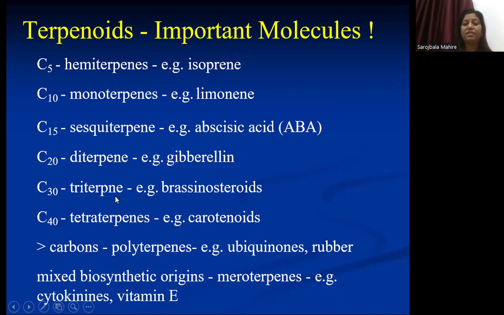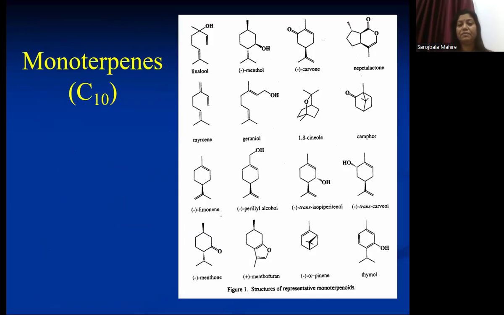C30 are triterpenes, for example, brassinosteroids. C40 are tetraterpenes, for example, carotenoids. And those with a number of carbons above 40 are known as the polyterpenes, for example, ubiquinone and rubber. Those mixed with a different biosynthetic origin are meroterpenes, for example, cytokinins and vitamin C.